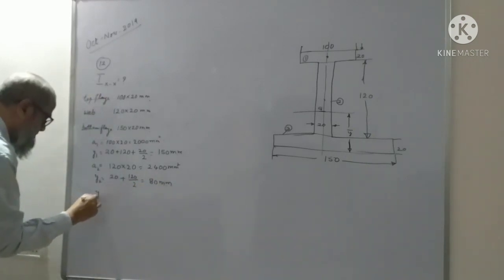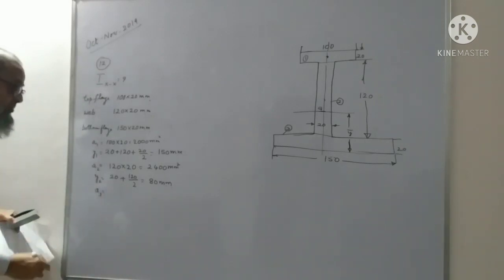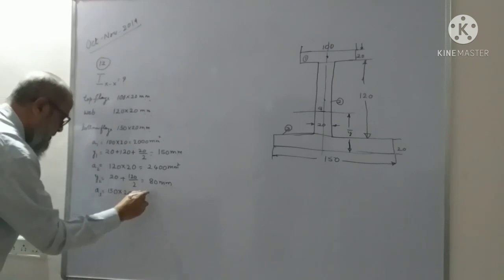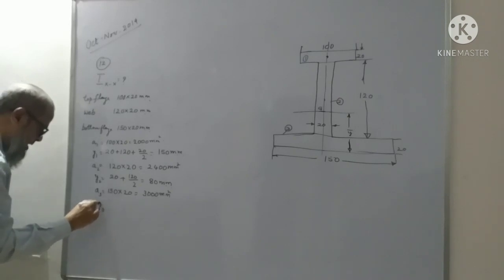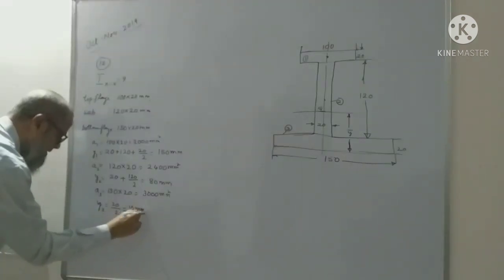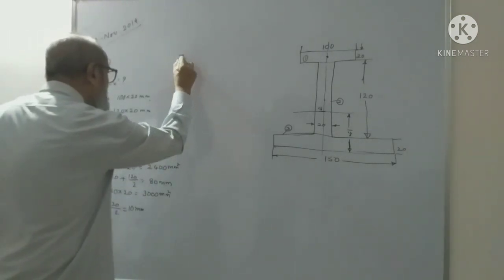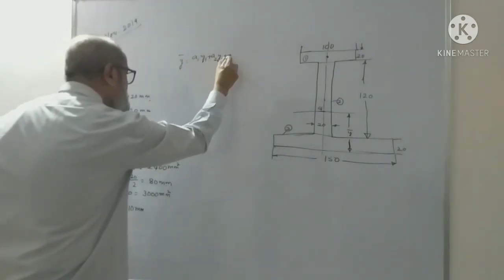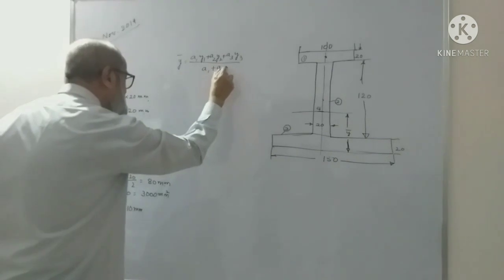And A3 will be 150 into 20, that is 3000 square mm. And Y3 will be 20 by 2, that is 10 mm. So now y bar will be equal to A1 Y1 plus A2 Y2 plus A3 Y3 divided by A1 plus A2 plus A3.